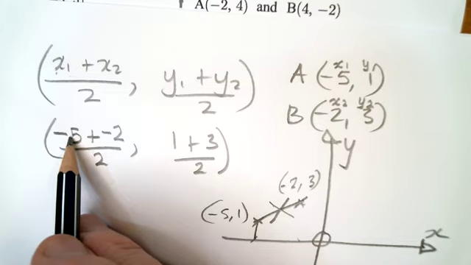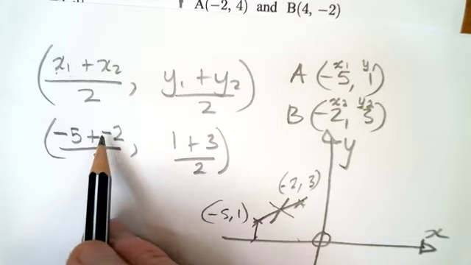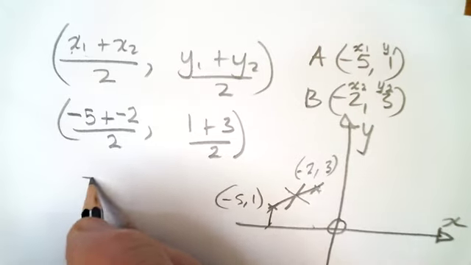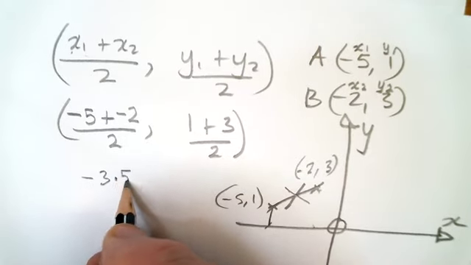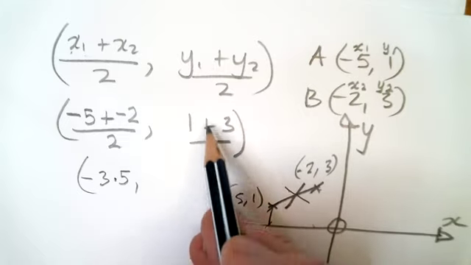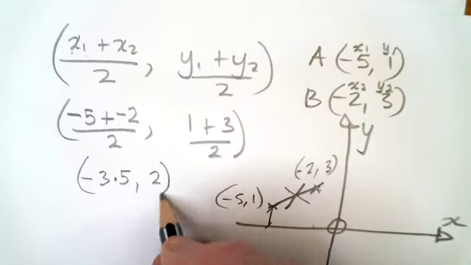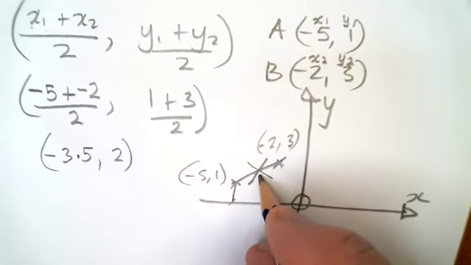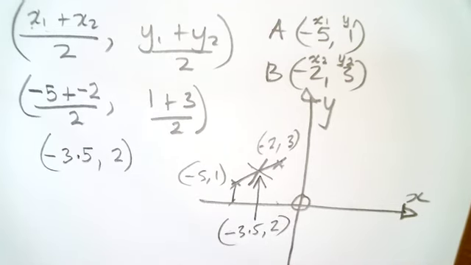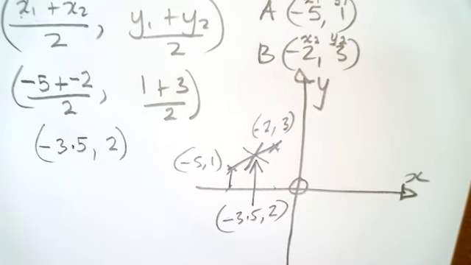So negative 5 plus negative 2 is negative 7. Negative 7 divided by 2 is going to be negative 3.5, comma. Well, 1 and 3 is 4. 4 divided by 2 is 2. So that point there is going to be negative 3.5, comma 2. And that's how we would find the point.